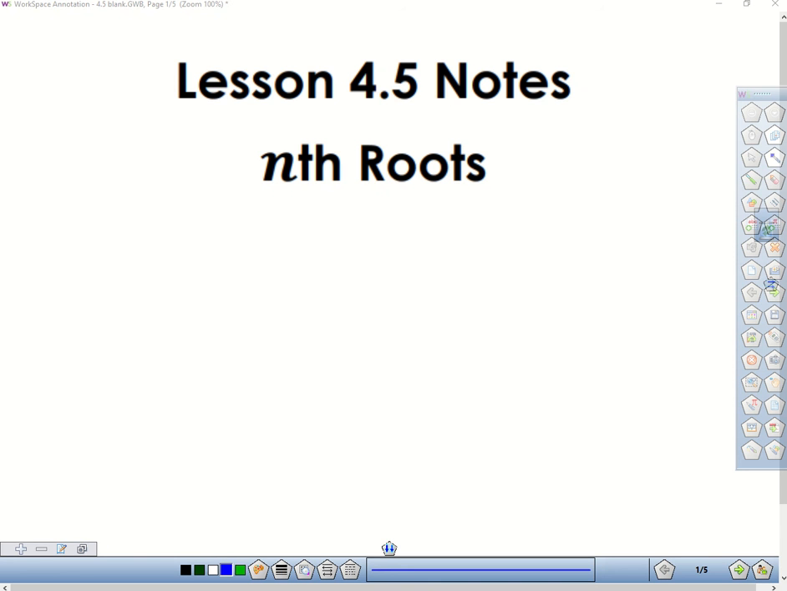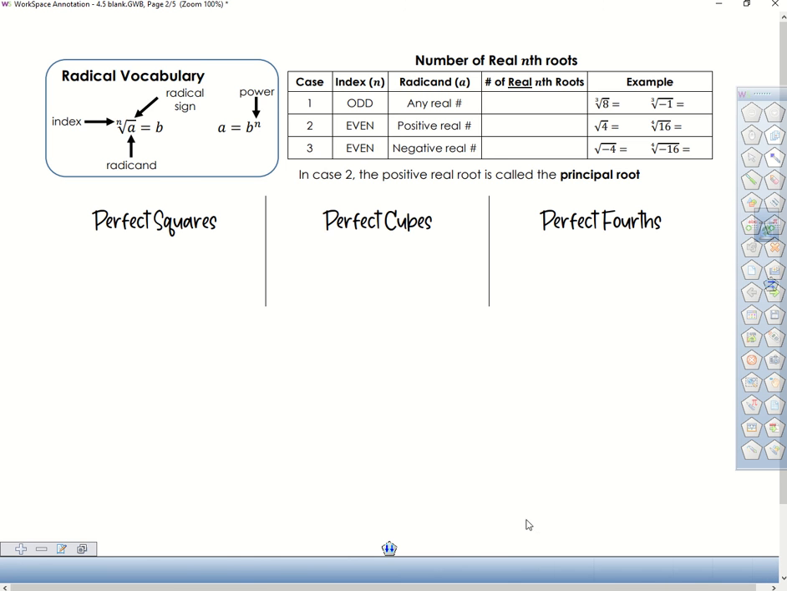Okay, so today we're going to be starting lesson 4-5 notes, which is nth roots, okay? So in math, when we say nth root, what that means is we're talking about a root of a number that we don't know. So nth root means like the fifth root, the fourth root. The second root is what you guys are used to doing, a regular square root. So that's what nth means. It's what you're taking the root of.